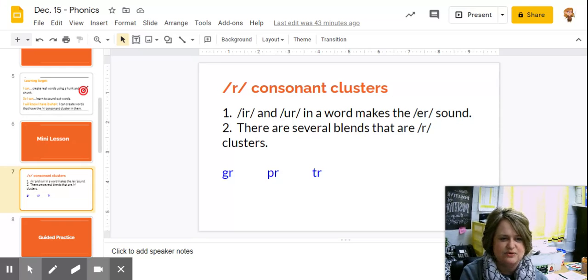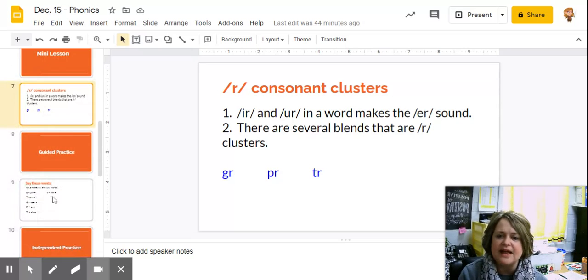Now, the other one that I want us to park on for just a second is there are several blends that use the R or R cluster. And that is GR says gr, PR says pr, and TR says tr. So you can hear that R mixed, but it's not like we're saying TR by itself, t-ra. We wouldn't say t-ra-ain, train. We would mix it together, so that it kind of sounds like one sound instead of multiple broken sounds.